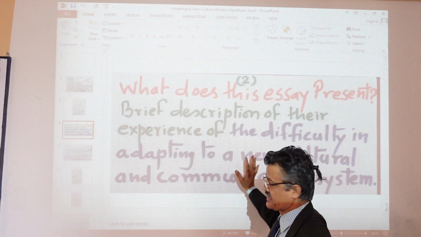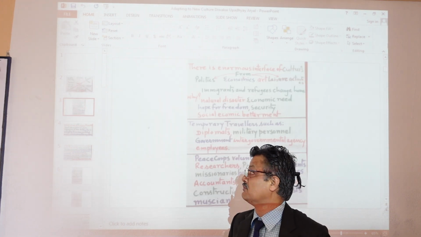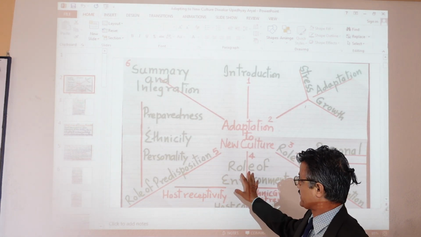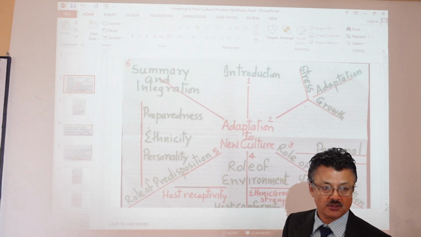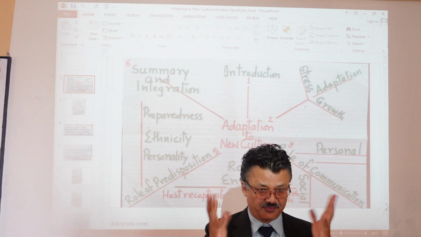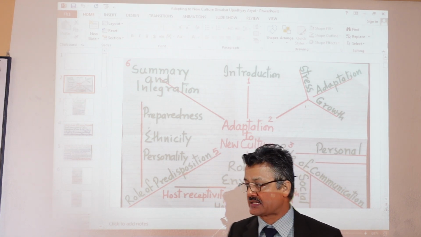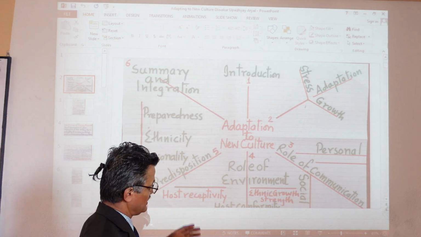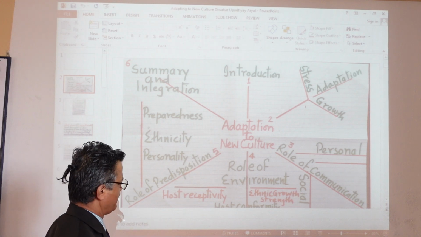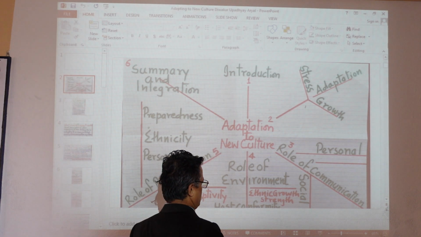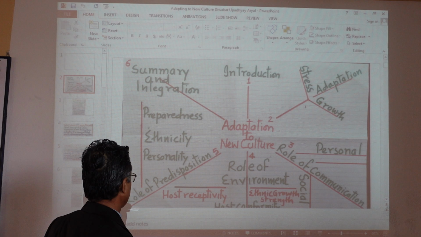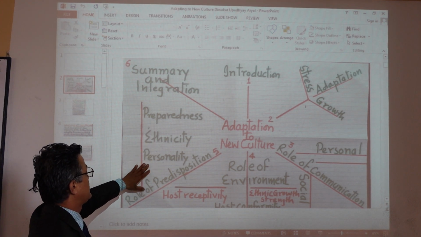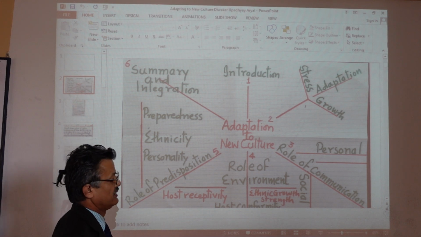So if you get this in mind, this slide, so this slide presents the map of the essay. If you keep these 6 points in mind, you are ready for the exam. There are 6 things I said: introduction, stress, adaptation, growth, role of communication, personal communication, social communication, role of environment, host receptivity, ethnic growth strength, and host conformity. Then role of predisposition. In this you will see 3 things: preparedness, ethnicity, personality, then finally summary and integration.